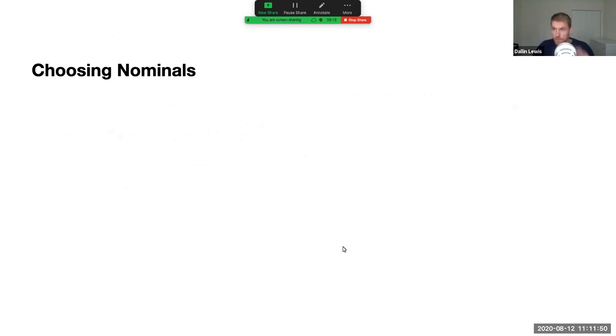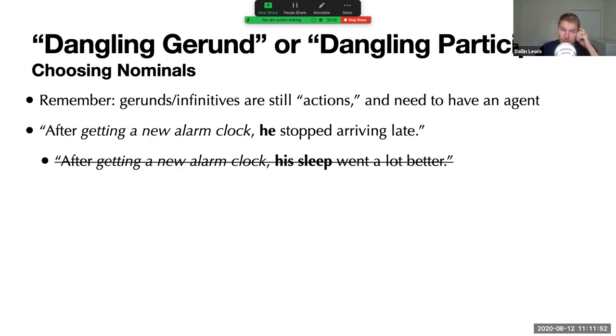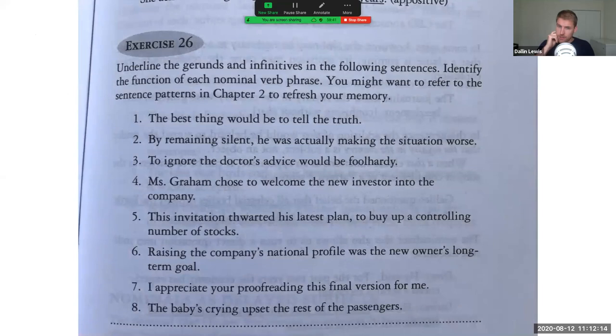Okay. Now, like adjectival and adverbial verb phrases, nominal verb phrases often have an implied subject or agent. So you'll want to make sure that you are matching the implied subject with the actual subject. Otherwise, again, you're liable to create a brief moment of incomprehension or confusion in the reader. That's part of what we're trying to avoid with good, effective writing.